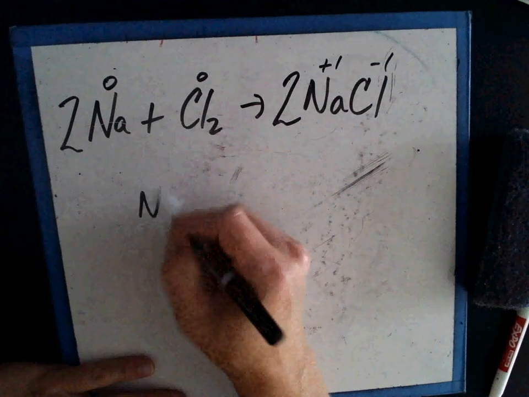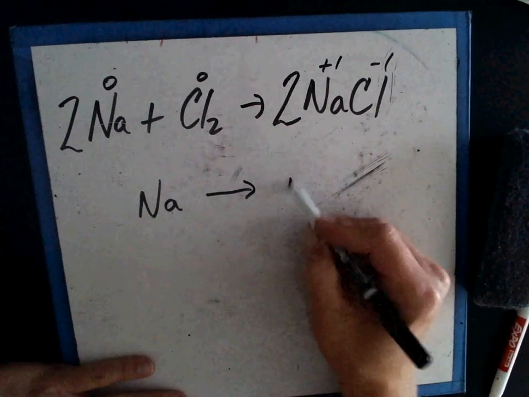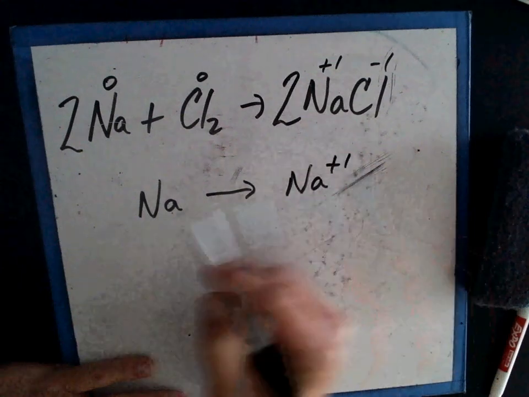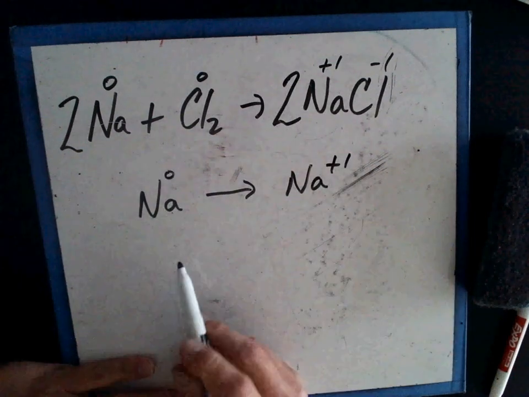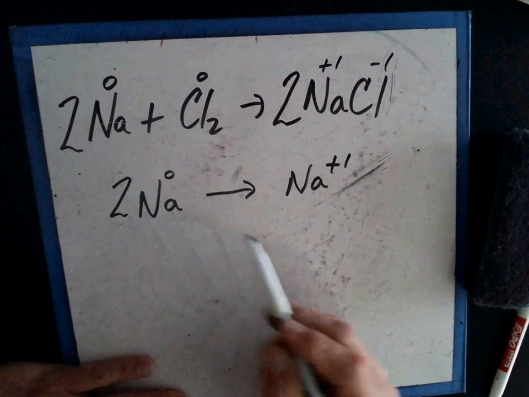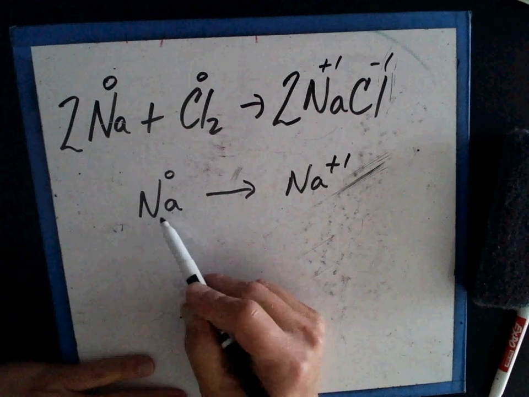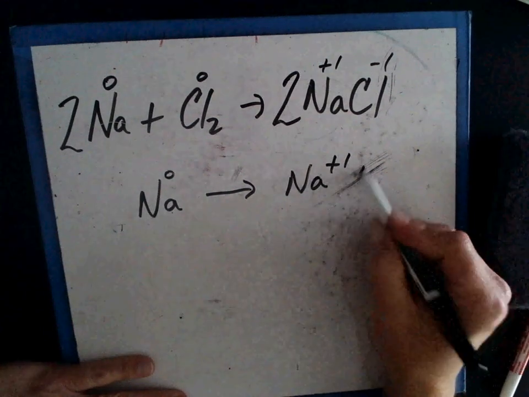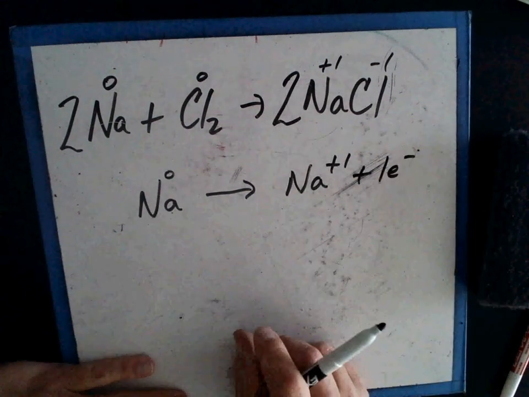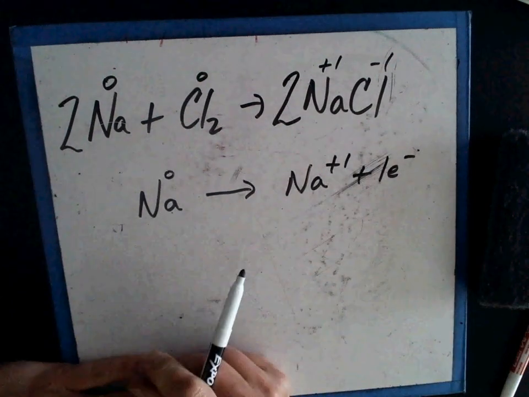So let's break it into the 2 half reactions. I just start with the first guy that I see. Sodium is going to go to sodium +1. That's what I see happening. 0 to a +1. Sodium to, now, this has a 2 here. There's 2 of them. But I'm going to deal with that in a second. So what happens when this guy goes there? He has to lose 1 electron. I can always check myself. +1 minus 1 equals 0.